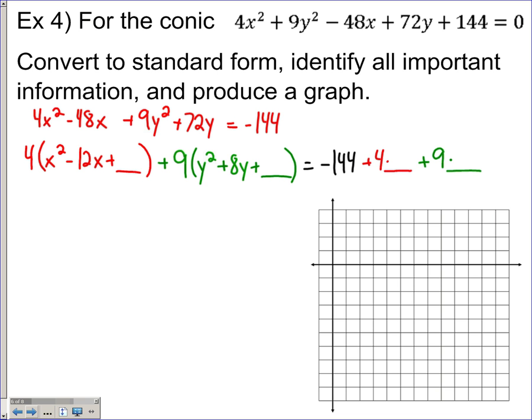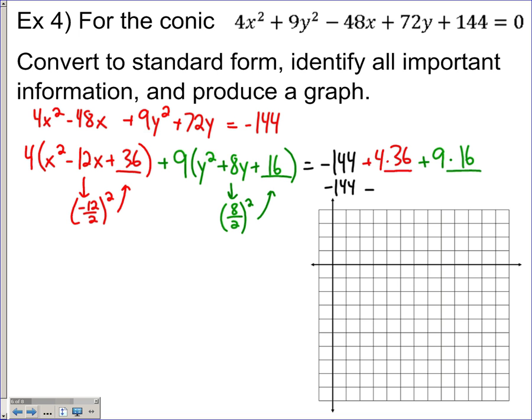So if we do the work here, negative 12 divided by 2, we're going to square that, and we get 36 in both spots. If we take 8 divided by 2 and square it, we get our new c value, which is 4 squared is 16. That goes in our blank. Let's do a little simplifying on the right-hand side. We get negative 144. 4 times 36 is positive 144. 9 times 16 is also positive 144. So overall, my right-hand side is equal to 144.